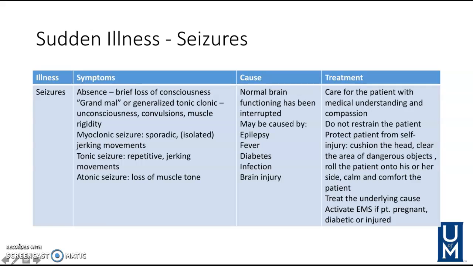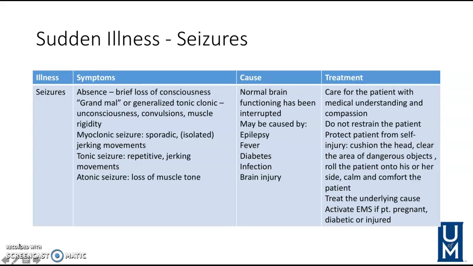Another sudden illness may be a seizure. There are many different types of seizures, which you can see listed here under their symptoms, because depending on what type of seizure it is, they will have various different symptoms. The cause most often is that a patient has epilepsy, which is the chronic issue of seizures, but sometimes it can be a febrile seizure, which means that a fever has persisted and is high enough to cause a seizure. A seizure is really an interruption in the normal functioning of the brain, like a misfiring in our brain.